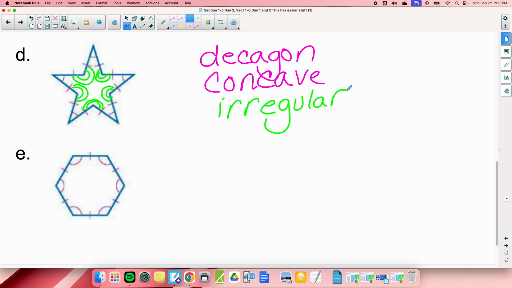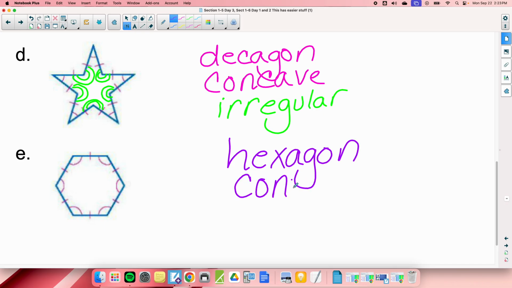Okay? E, how many sides? 6. So it's a hexagon. Does it cave in? So it's convex. And does everyone agree it's regular?